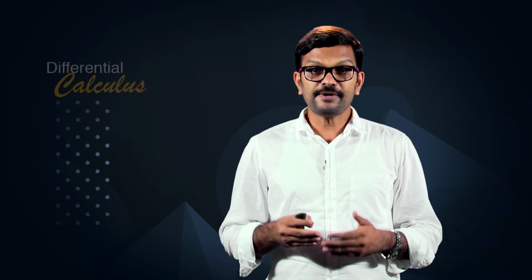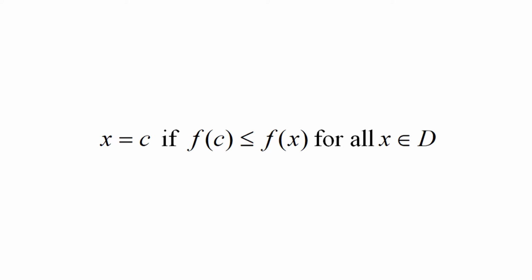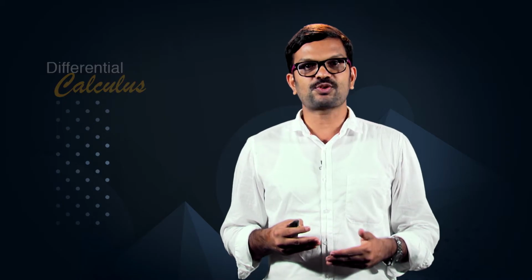Similarly, f has a minimum or absolute minimum at x equal to c if f of c is less than or equal to f of x for all x in the domain D. Then f of c is called the minimum value of f in the domain D. The point c is called a point of extremum, that is, maximum or minimum.